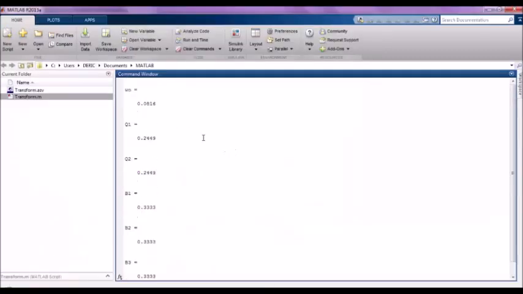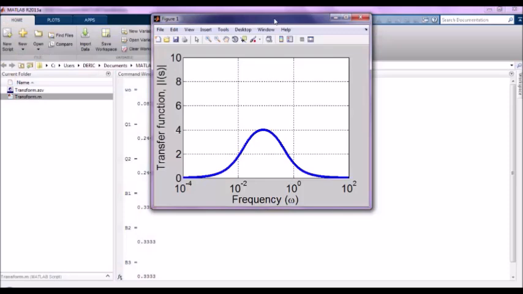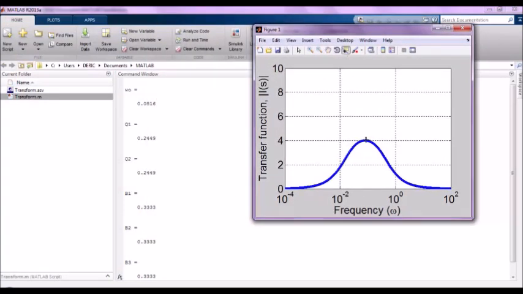Using MATLAB, the answer given is that the resonant frequency is 0.0816, the quality factor is 0.2449, and the bandwidth is 0.3333. In the graph, we can prove that at the maximum of the graph, the x is 0.07743, which is approximate to the answer calculated by MATLAB, 0.0816.